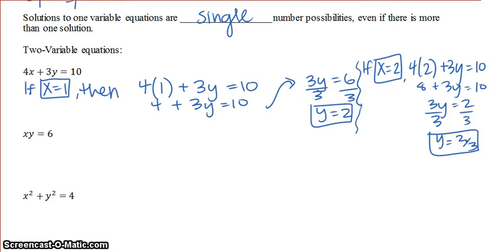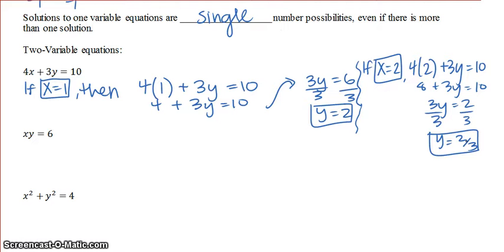Now we're going to move on. There's, again, multiple possibilities for this. It's actually a line if you were to graph it, which we'll get to in later chapters or later sections. But you have to have two answers. You have to have the x, you have to have the y, and they have to go together.